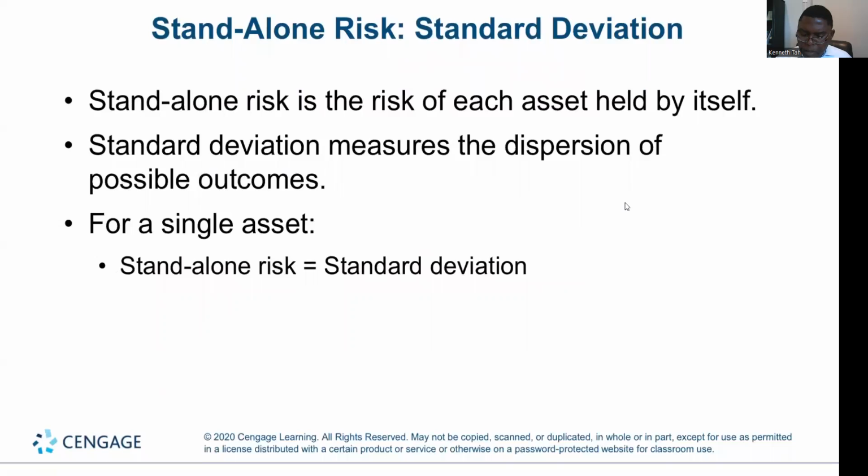So for standalone risk, we measure risk by simply calculating the standard deviation. The standalone risk is the risk of each asset held by itself, so that asset is there by itself. The standard deviation measures the dispersion of possible outcomes, and as we have said, we basically calculate the standard deviation.